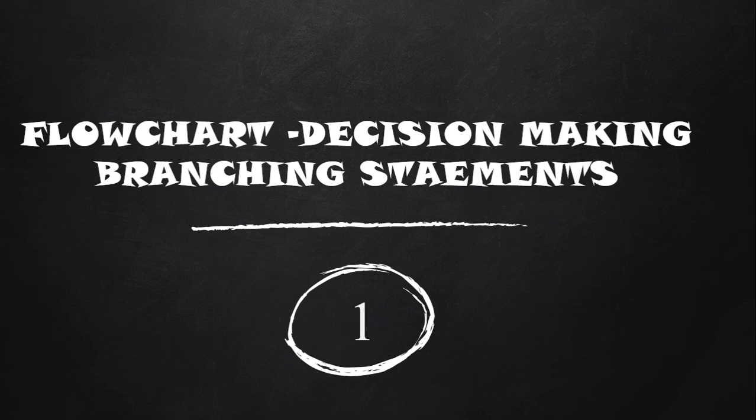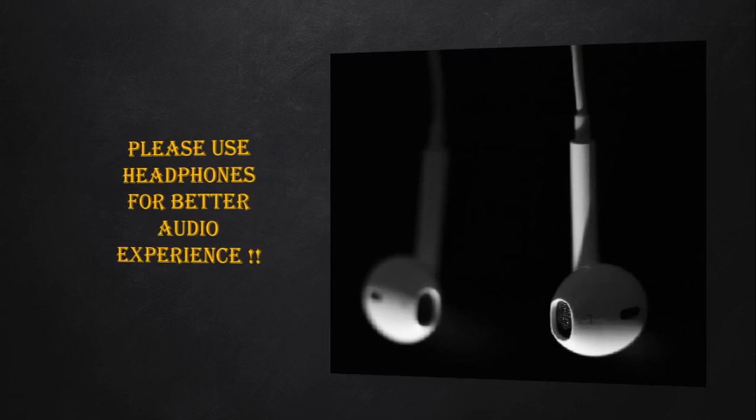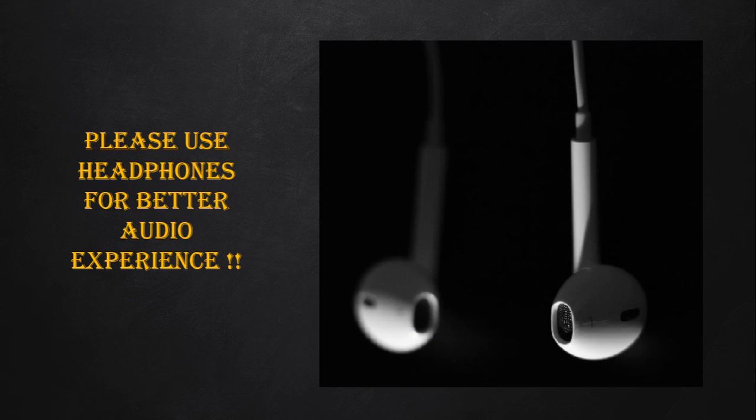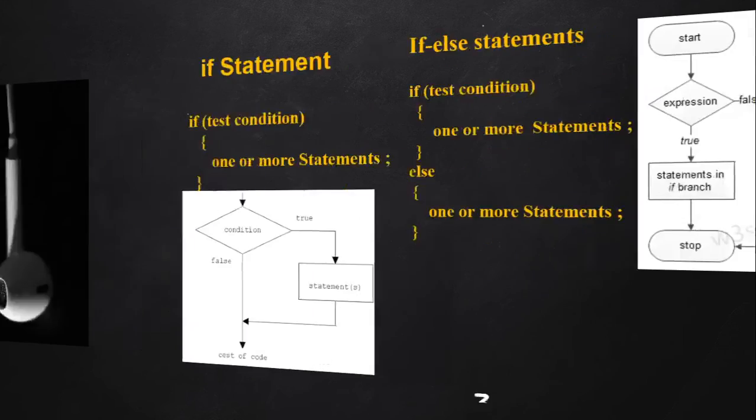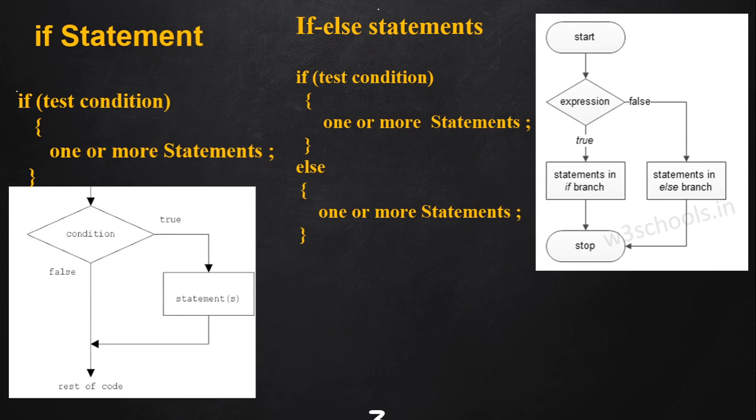We can discuss the flowchart of various decision making branching statements in this video. So first we can consider the flowchart of the simple if statement. We have already discussed the syntax of the if statement, like if with a condition inside the parentheses.